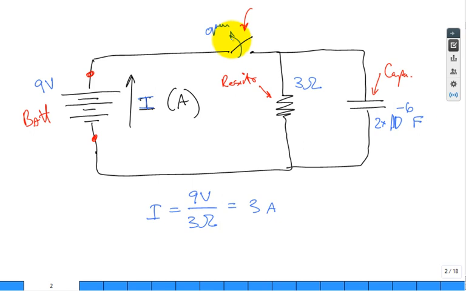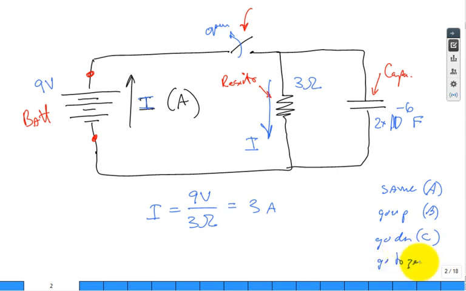Now what happens to the current that used to be going through the resistor? At the instant that I opened the switch, it was 3 amps. A picosecond afterward, what is the current going through that resistor? How does it change from 3 amps? Does it stay the same? Answer A. Abruptly go up, answer B, or go down, answer C, or go to 0, answer D. So what does the current going through that resistor do immediately after I break and open the switch?